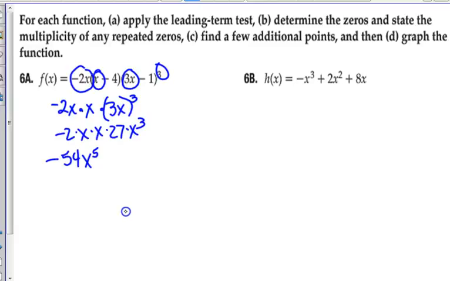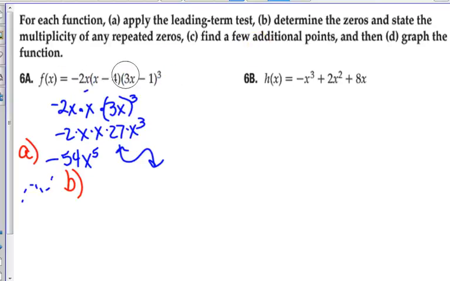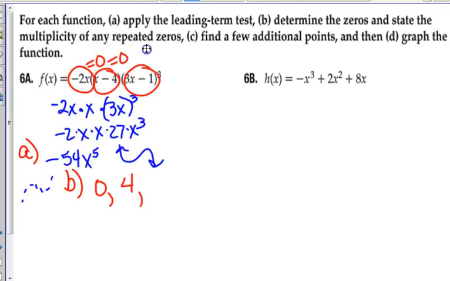What does that tell us? Yeah, it's a flipped odd, so it's going this way. Okay, so that was the end behavior. Part B is determine the zeros. It's all factored for us. Can you tell me where the zeros are at, guys? Does the negative 2 affect anything? If I say this is equal to 0, I just get 0, right? If I say this is equal to 0, I get what? 4. If I say this is equal to 0, I get 1/3.